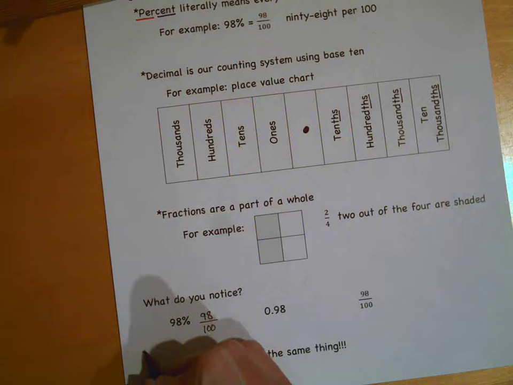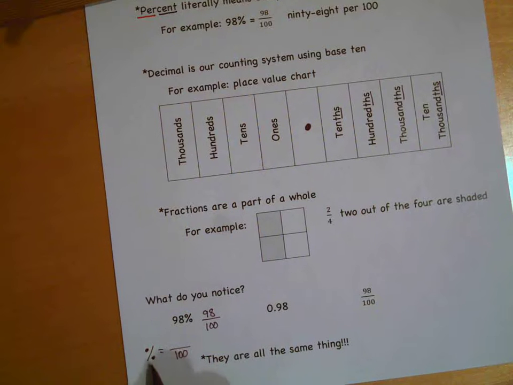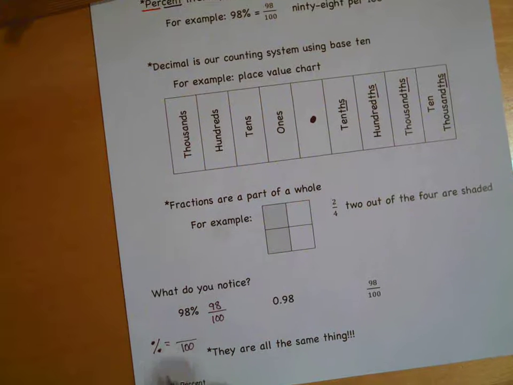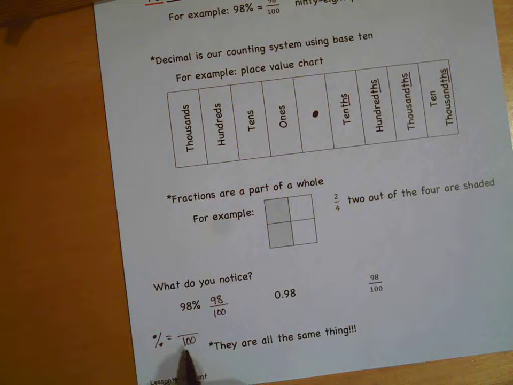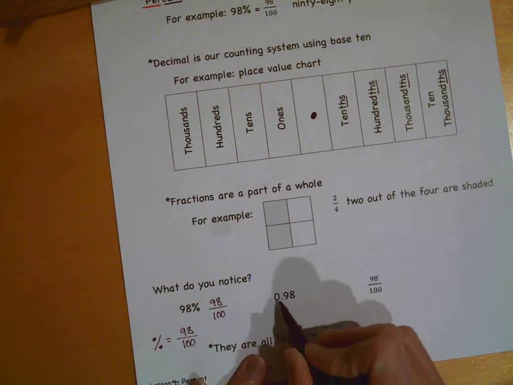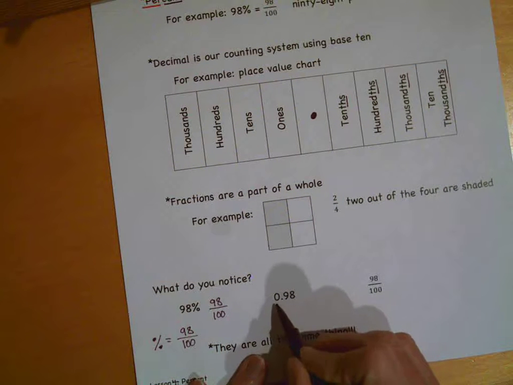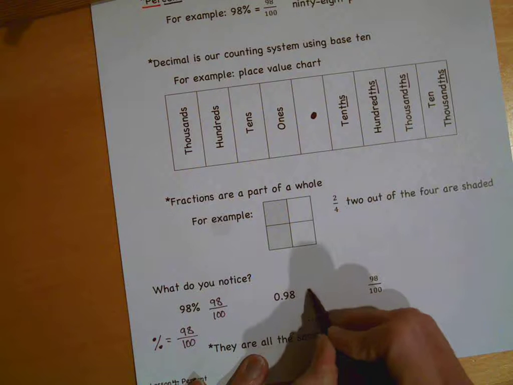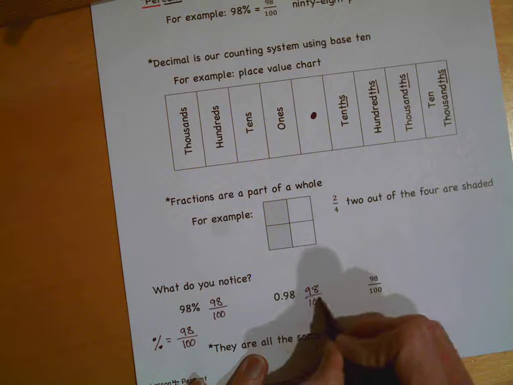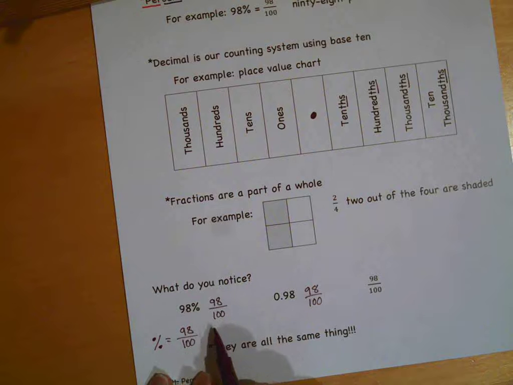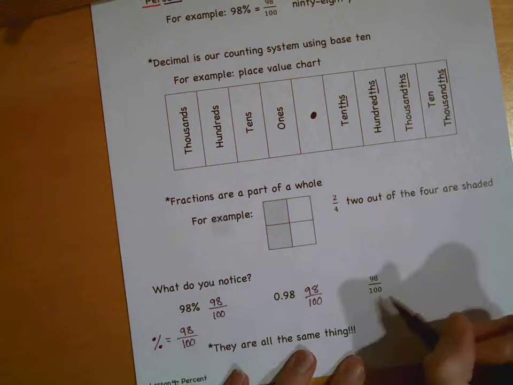This symbol right here, the percent symbol, all it means is you have a denominator of 100. So every time you see this symbol right here, you're actually thinking in your mind per 100. The number in front of it tells you what your numerator is. So this would be 98 hundredths. And then if you read this out loud, it says 0 and 98 hundredths, which is exactly the same thing as what we said over here.